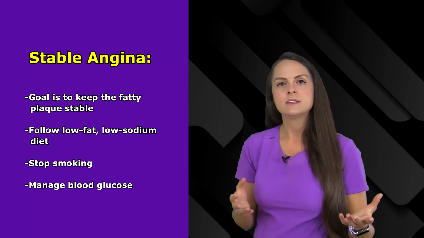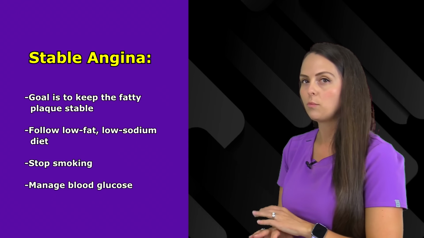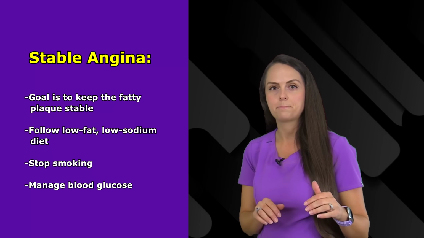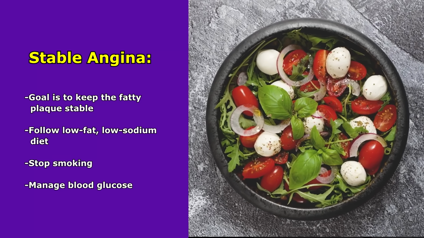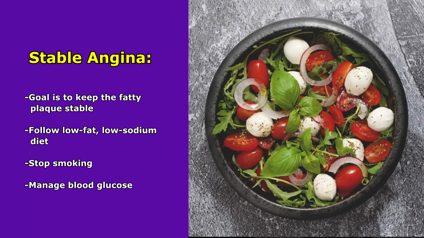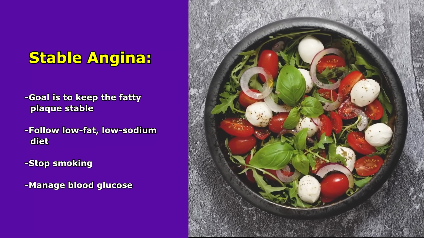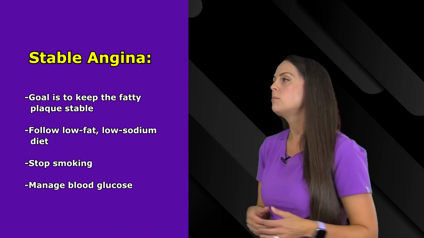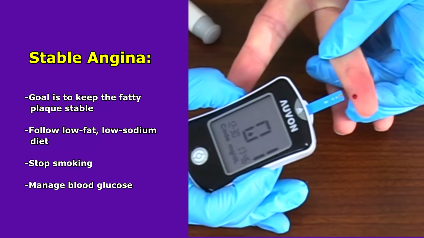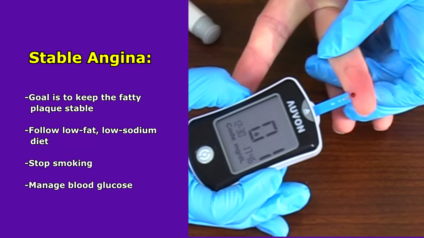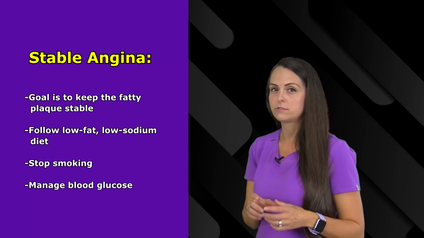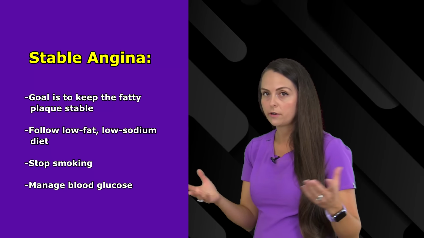So a big thing with this is we want to keep that fatty plaque stable. We don't want it to rupture, and there's some things that the patient can do to hopefully help prevent this from happening. One thing is following a low-fat, low-sodium diet. We want to decrease further plaques from developing and this plaque from growing even more. Plus, we want to lower sodium levels so we can keep that blood pressure within normal limits. And if the patient smokes, we want to educate them on the importance of quitting, and if they're diabetic, to manage their blood glucose, because smoking and high glucose are very hard on your vessels. It makes them even more stiff, which is not what we want whenever we have coronary artery disease going on.